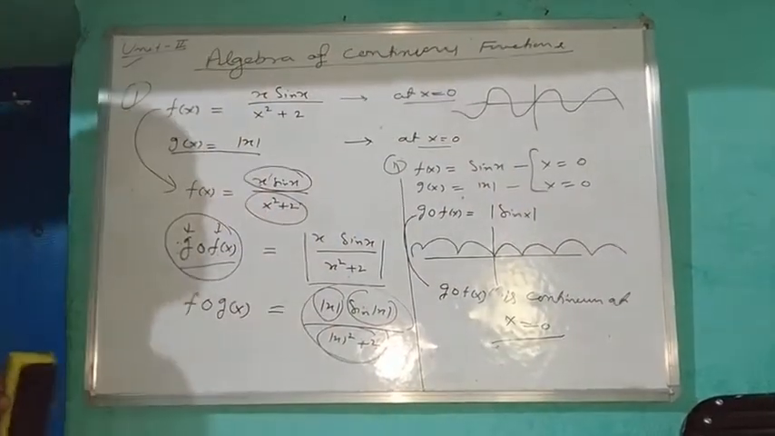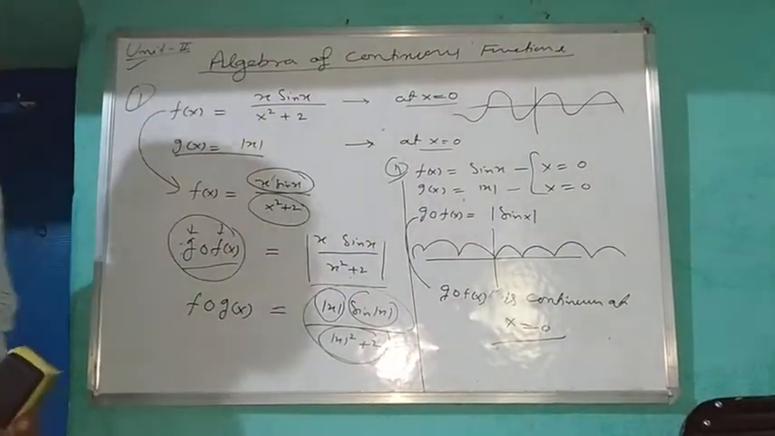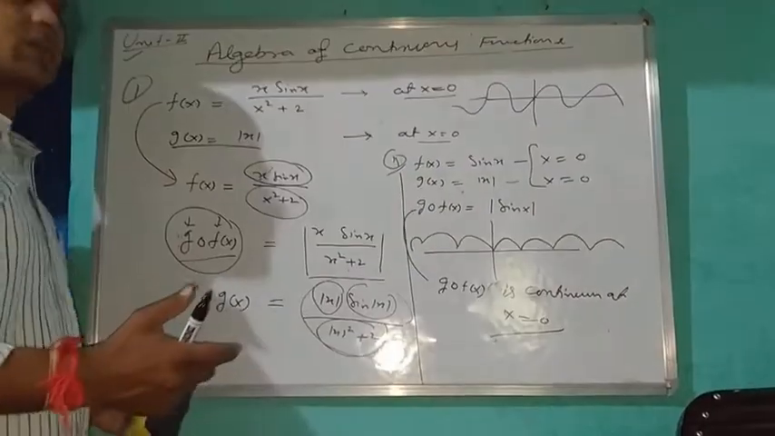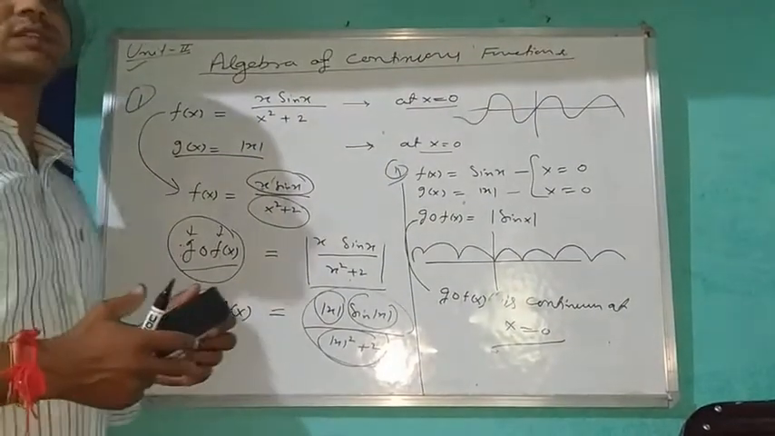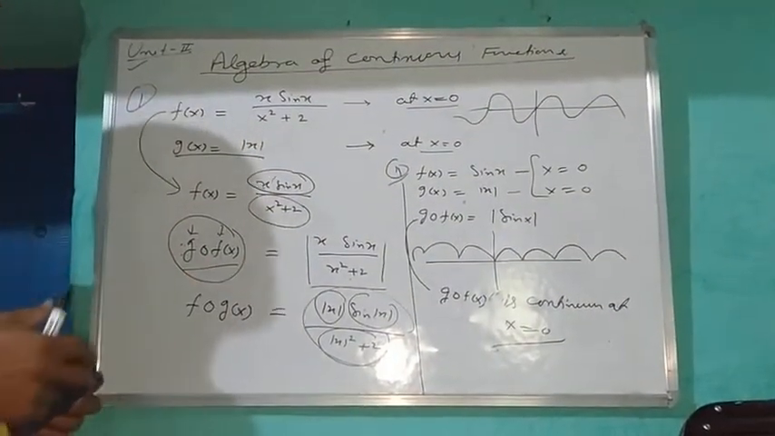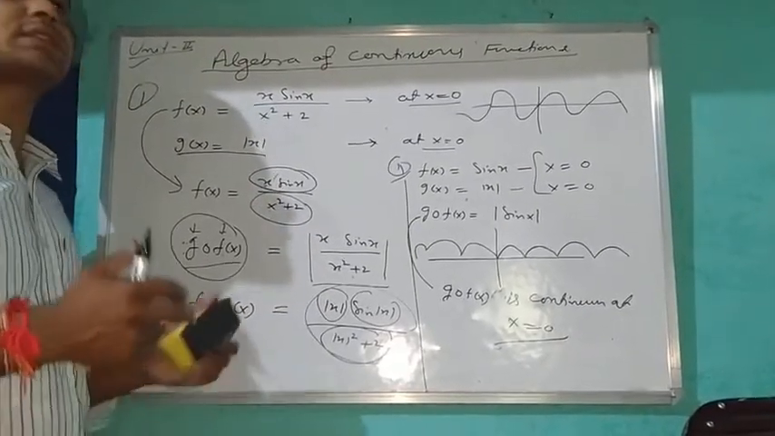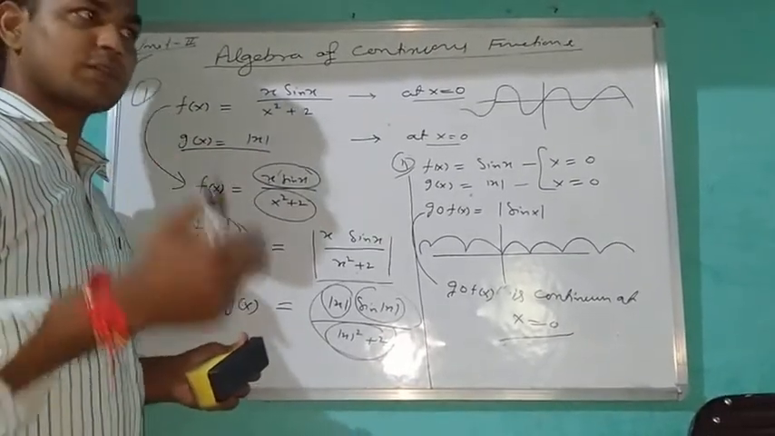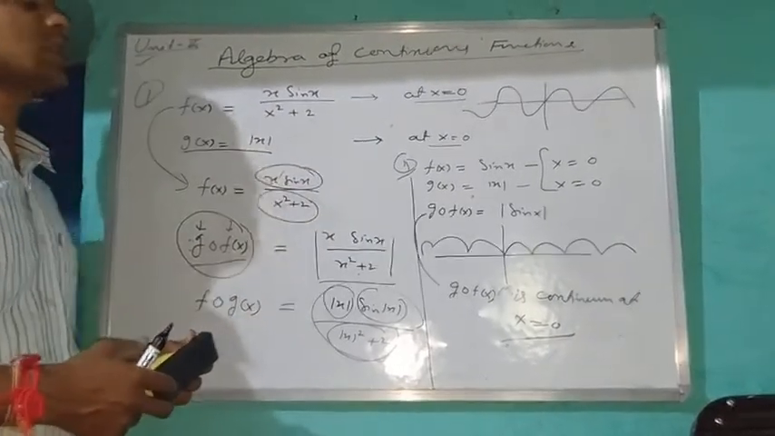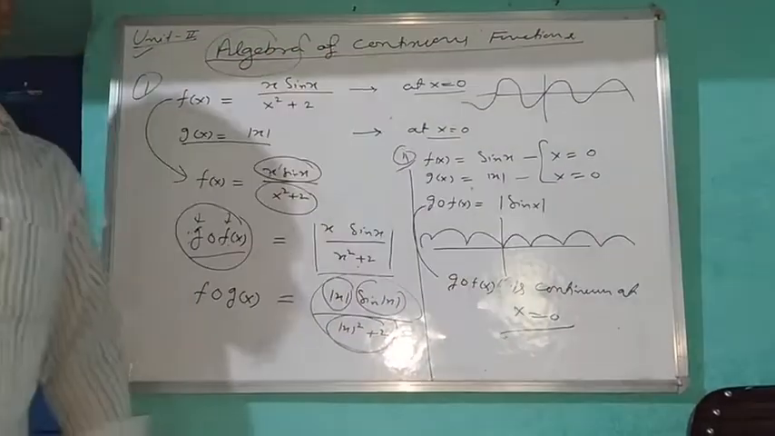Okay, so this is the application of the algebra of continuous functions. We can simply calculate the continuity of a combined function: the continuity of the sum of two continuous functions, the multiplication and division, and g operation f, the operations of two continuous functions, by the algebra of continuous functions. Okay, thank you.